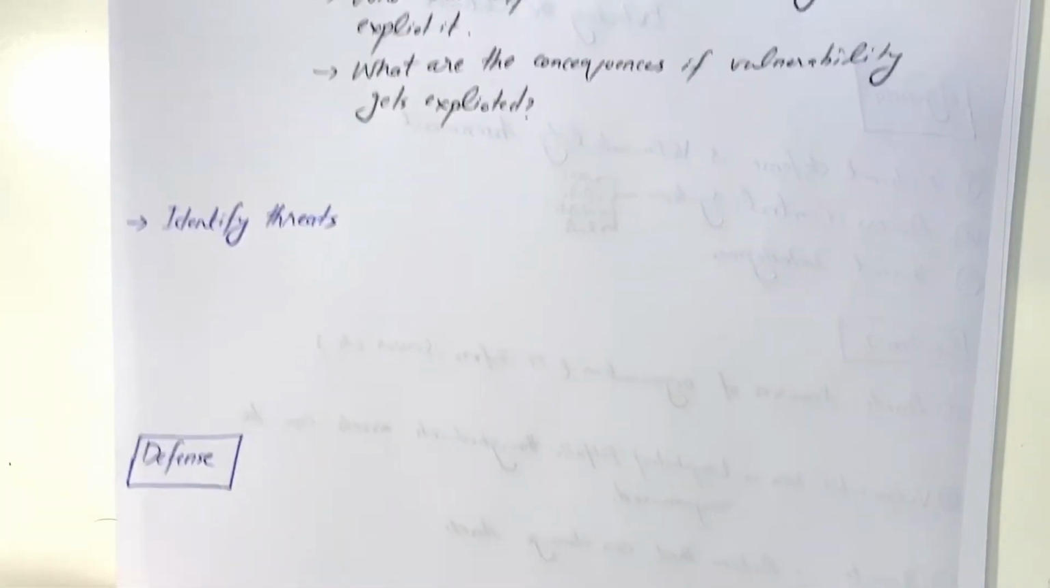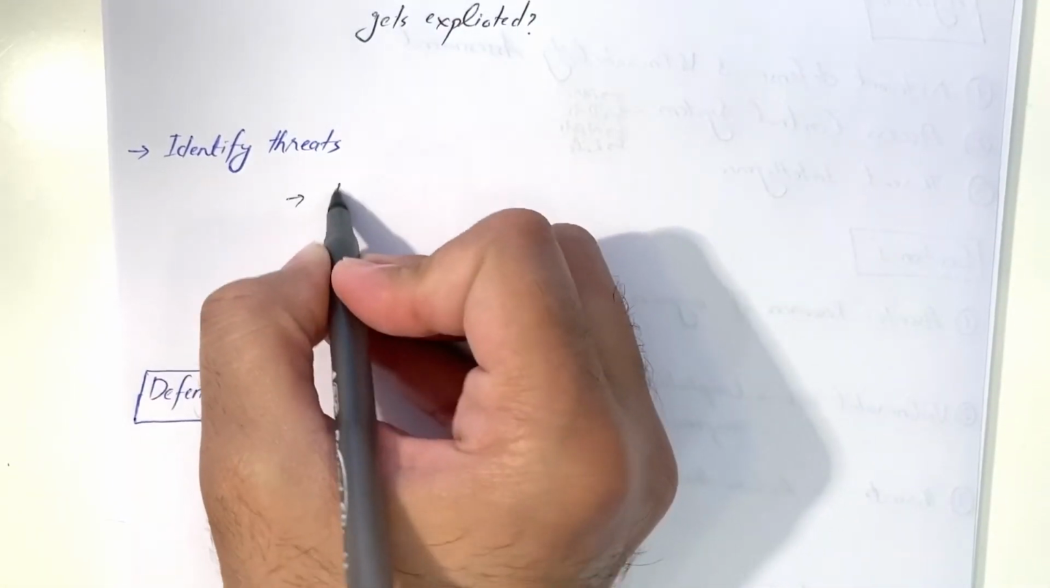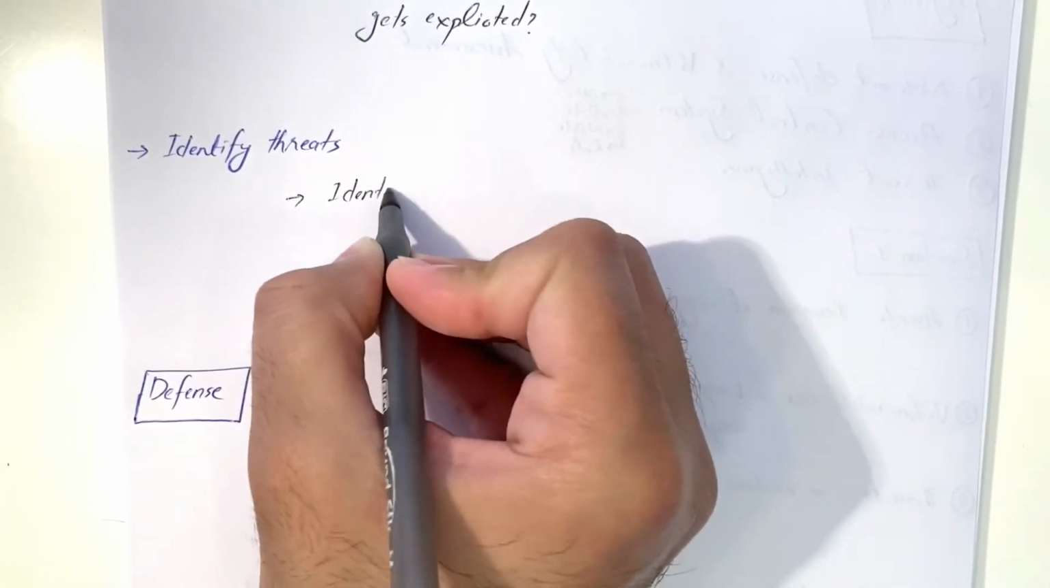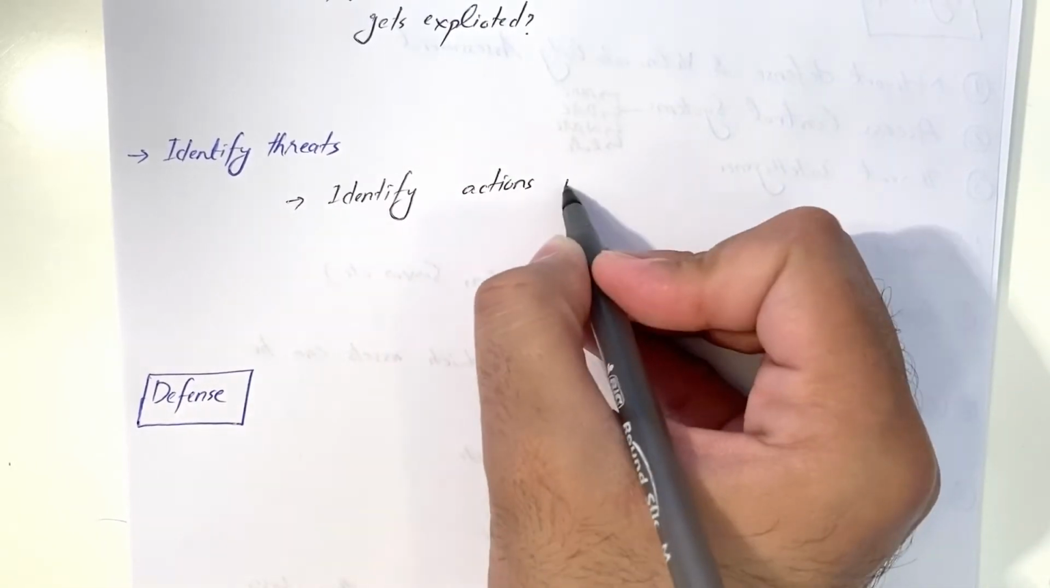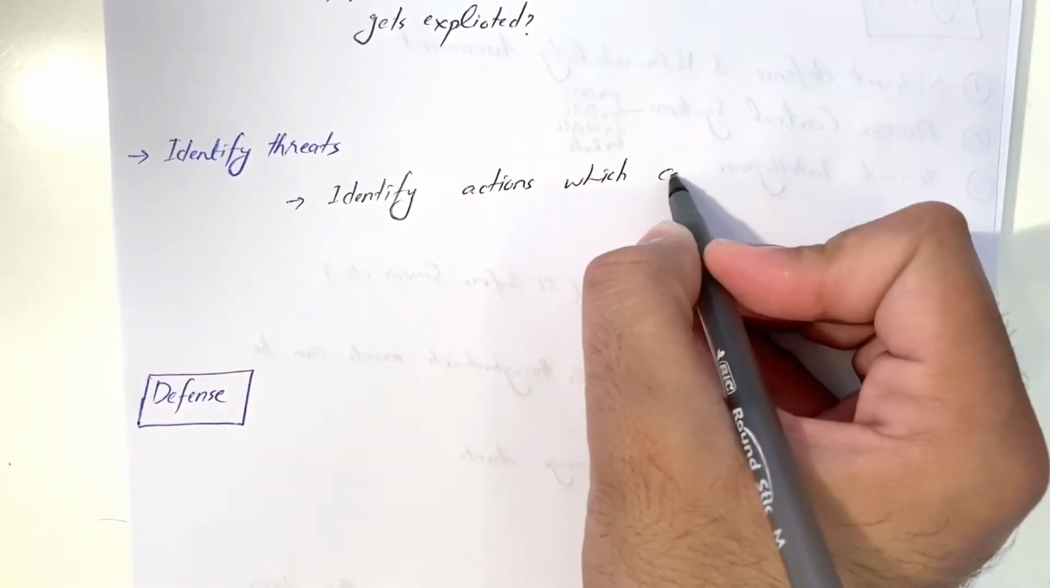Then the third step in the vulnerability assessment is identify threats. So next is to identify actions which can damage the assets.